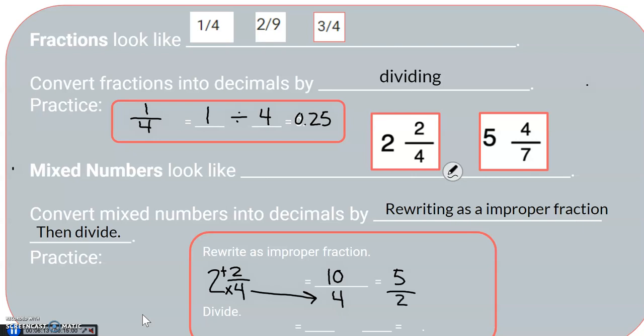It's all right if you don't simplify. We're going to work on that later. So our next step is just like above. We're going to divide. We get 5 halves. We're going to do 5 divided by 2 in our calculator. We will get 2.5. So easy enough. Rewrite as an improper fraction and then divide like above.